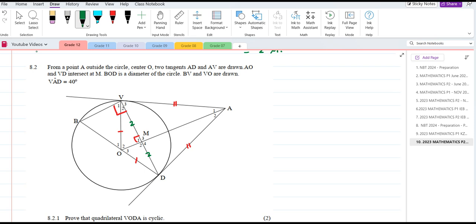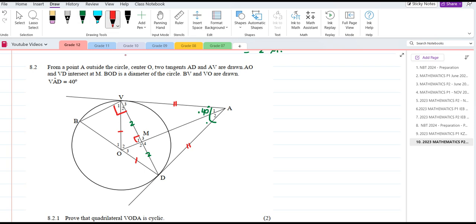BV and VO are drawn. VAD is equal to 40 degrees. Where's the 40? See that 40 degrees is not represented here on the diagram. VAD, this entire angle is 40 degrees. But now we already know that this is a kite, so it has to be 20-20 because the longer diagonal bisects the vertex angles. See, the longer diagonal will bisect the vertex angle. So that's 20-20. Oh, so this is quite simple.